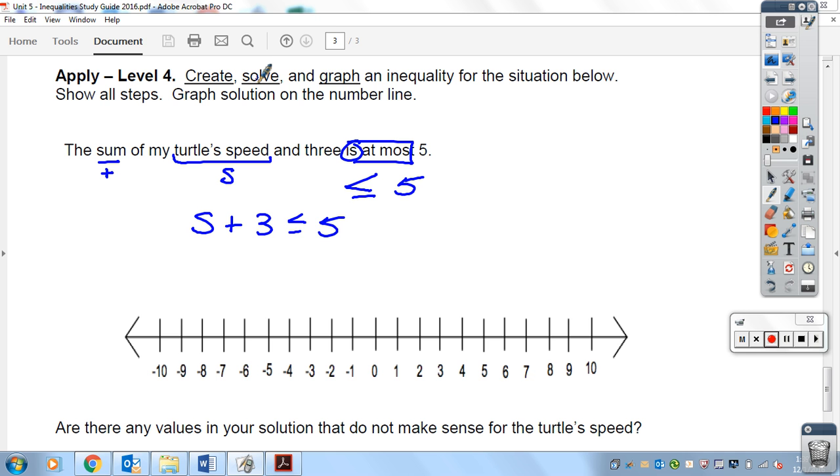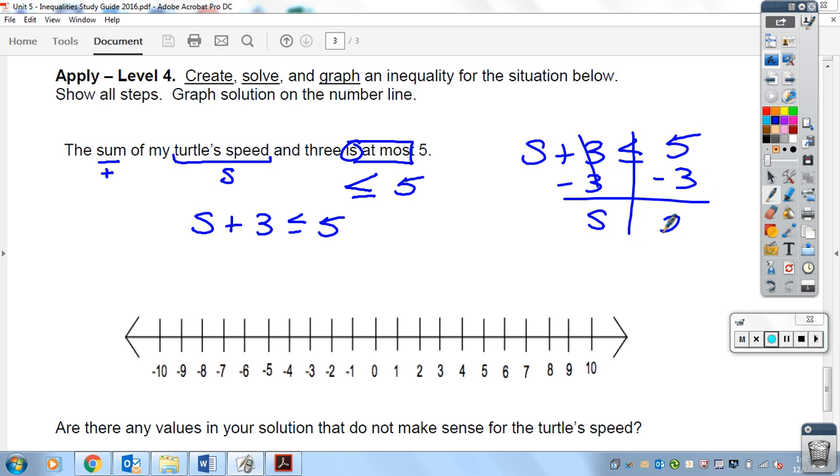Now it says to solve it. S plus 3 is at most 5. Minus 3, minus 3. S, 2. Does it flip? No, it only flips when you multiply or divide by a negative, not when you subtract. S is less than or equal to 2. So now when I graph it, I start at 2, line underneath, so it's filled in. S is on the small side, so I go to the left.